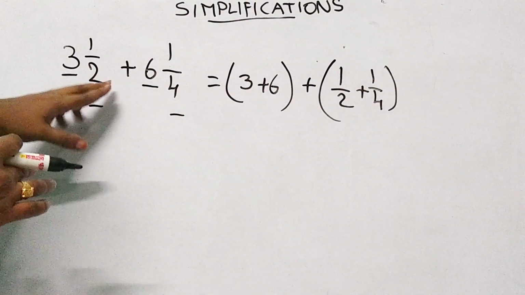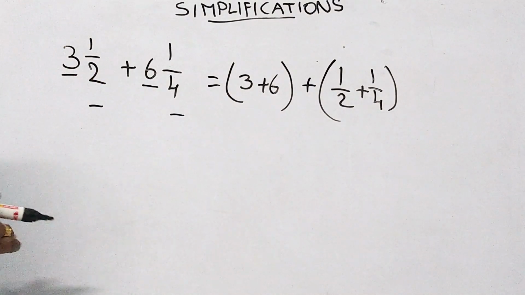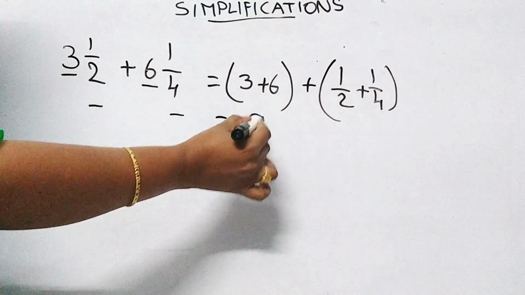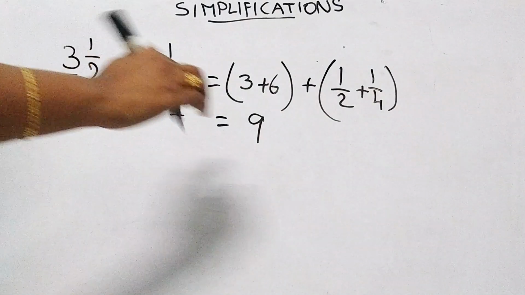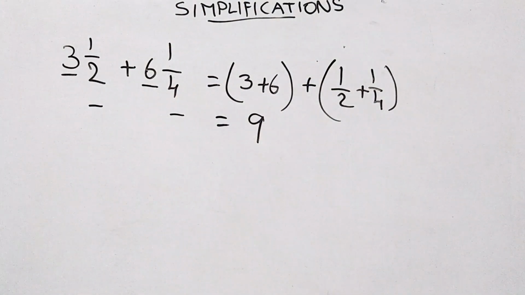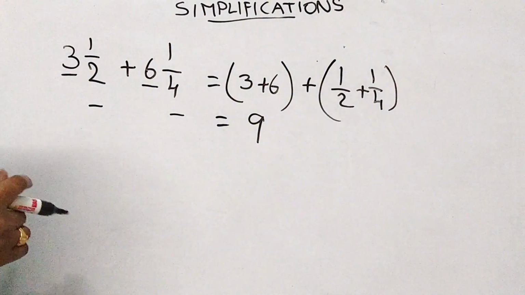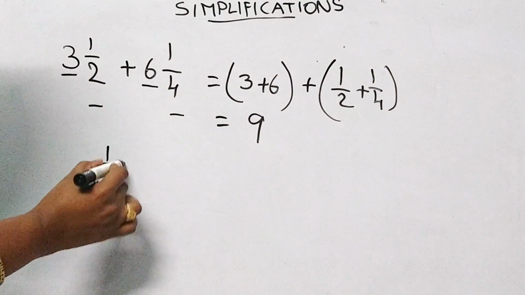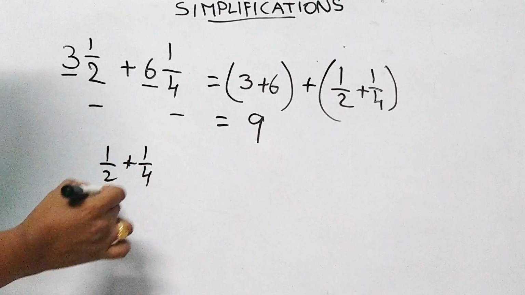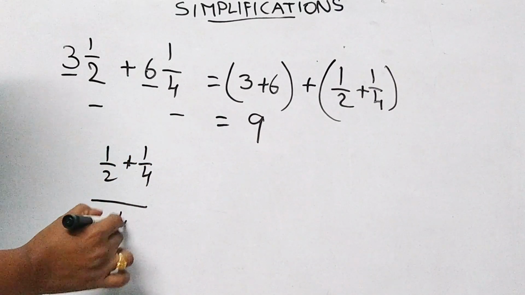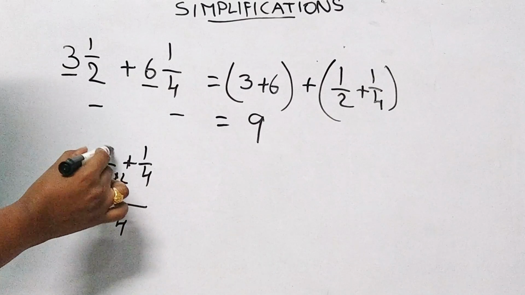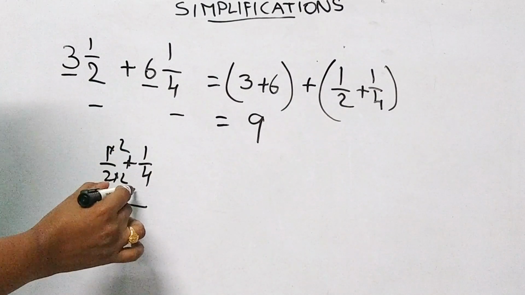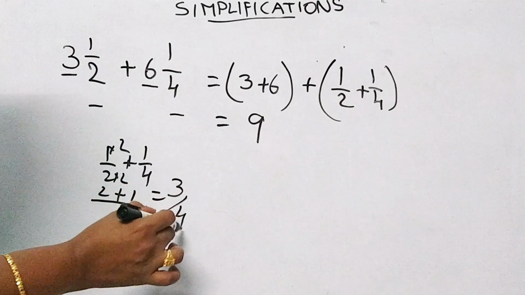We have separated numbers and fractions, that's all. Add these two, 3 plus 6, 9, and add these two fractions. But how do we add these two fractions? By taking the LCM of 1 by 2 plus 1 by 4. 4 is the LCM. 2 ones are 2, 2 plus 1, 3 by 4.